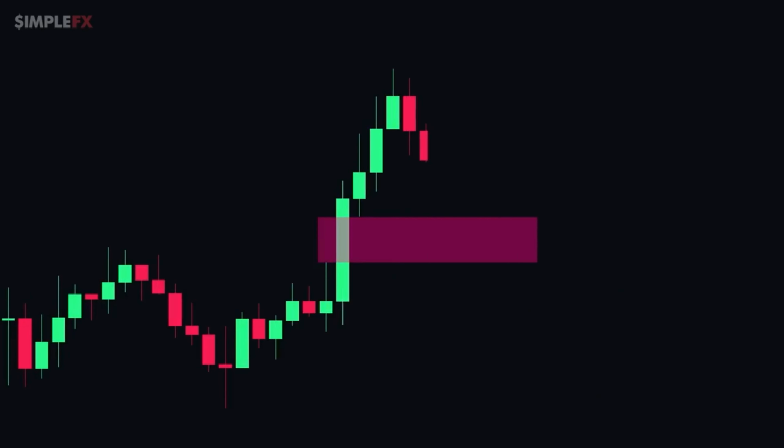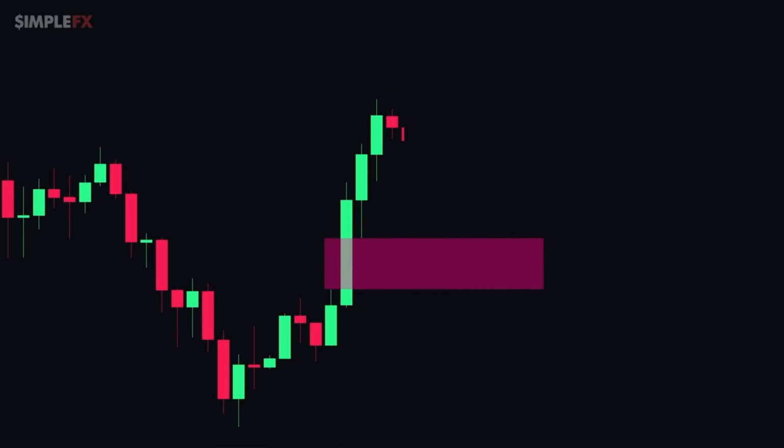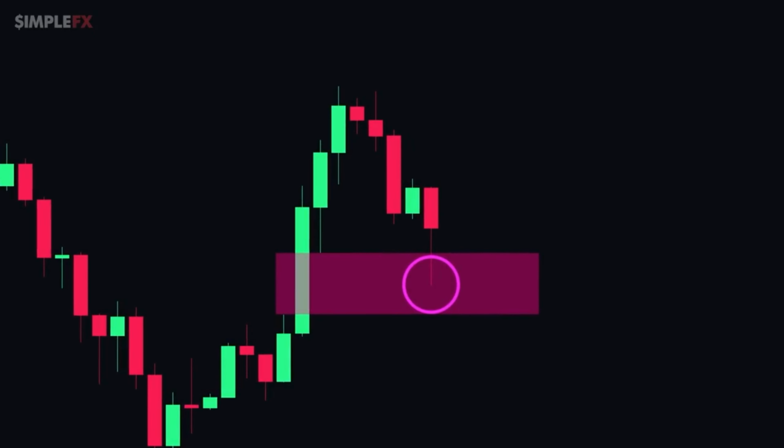Another important thing to note is that the price shouldn't retrace too deeply to the point where it closes below the gap. If it does, then the fair value gap is also invalidated. So the best fair value gap entry is when the price hasn't retested it before, and when it does retest for the first time, make sure it doesn't break below the gap.